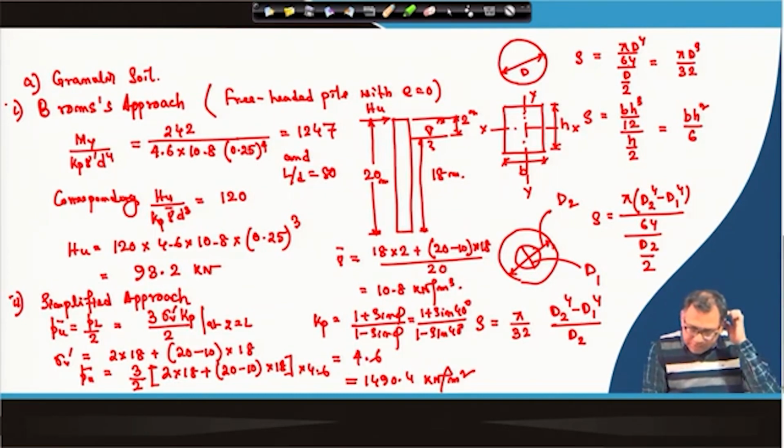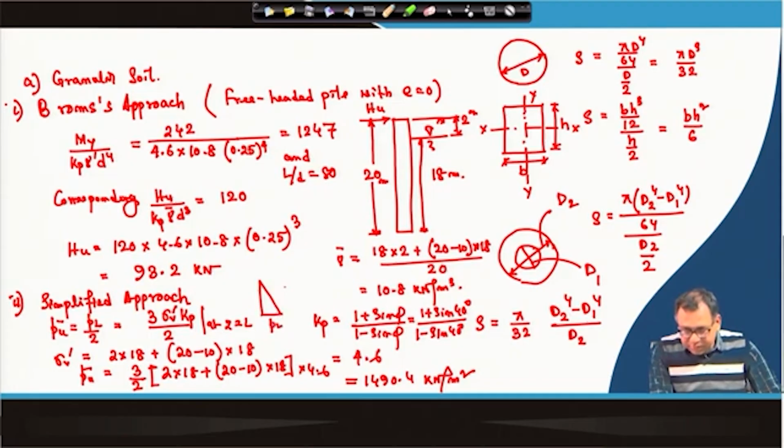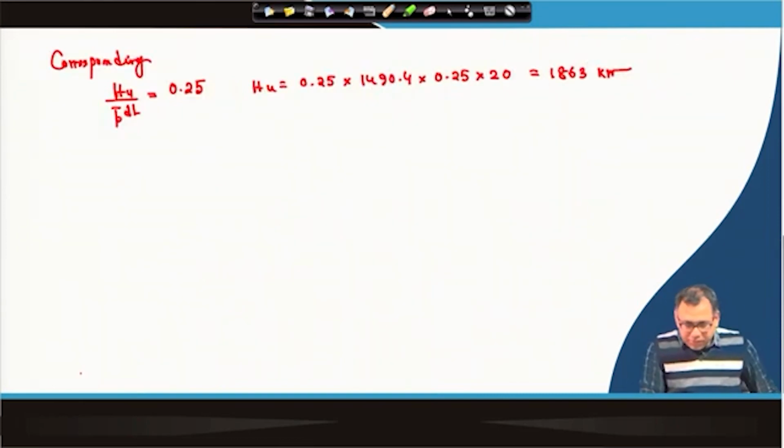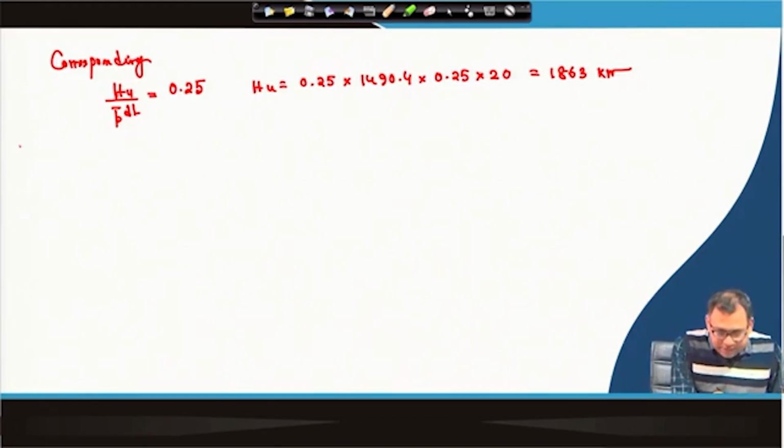So, that means the simplified approach, as I discussed, is a linear variation. So, this is PL, and my Pu bar will be equal to half into PL. PL is nothing but sigma V bar, which we have to calculate at z equal to L, that is, at the pile tip. Then we put this into the equation and we will get the Pu bar value as 1490.4.